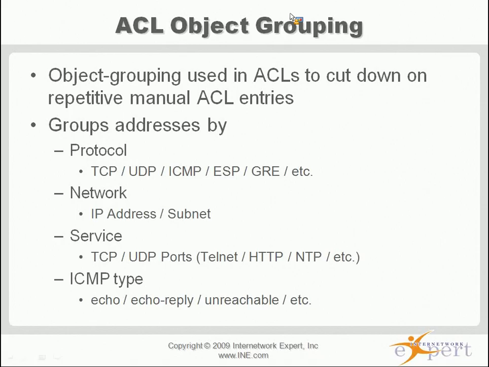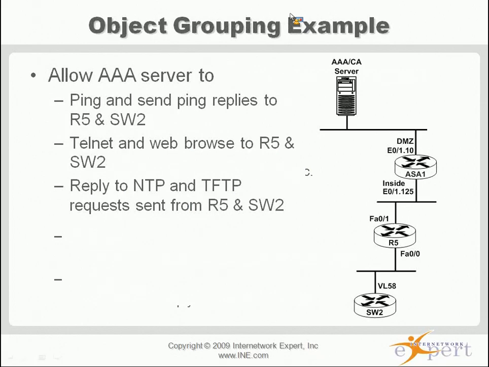In our example here, we're going to go ahead and get to some configuration. We have our AAA server here. We want him to be able to ping and send ping replies to router 5 and switch 2. Telnet and web browse to router 5 and switch 2. And reply to requests.